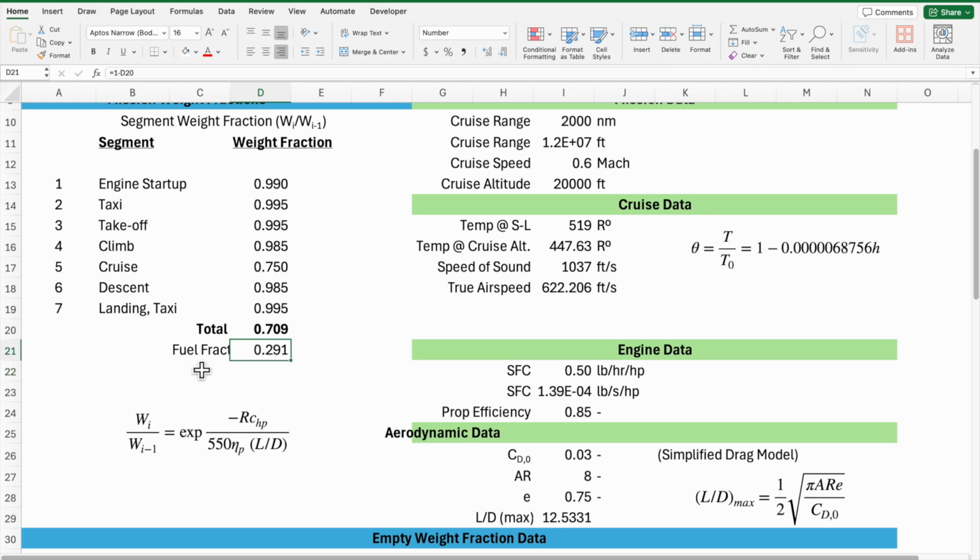So we get our fuel fraction then of 0.291. So about 30% of our aircraft weight is going to be fuel, which makes sense. We lose 30% of our weight, and that 30% is fuel. So that becomes our fuel fraction.